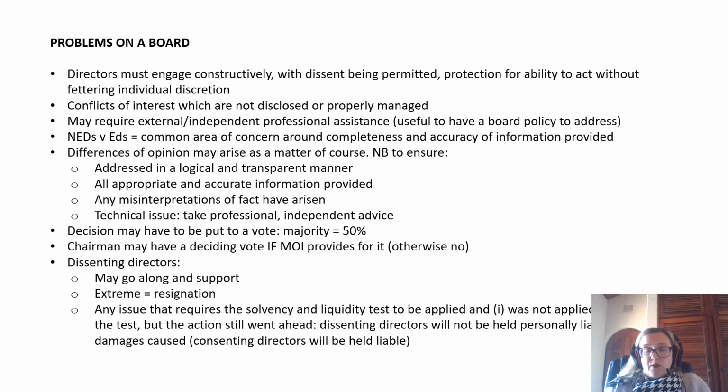If you do have a situation where we now need to put something to a vote, we don't all agree, so now we're going to vote on a matter, unless the board charter says otherwise, in which case I can't begin to imagine a system where it wouldn't be anything other than a majority, so 50%. The chairman may have a deciding vote, but only if the MOI gives them that authority. The Companies Act no longer automatically gives the chairman a deciding vote. The MOI must actually provide for that deciding vote.